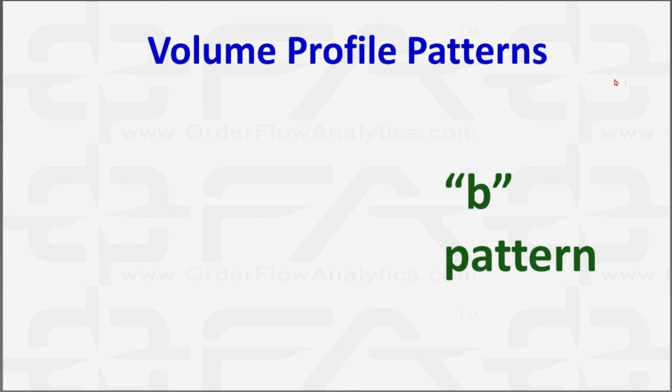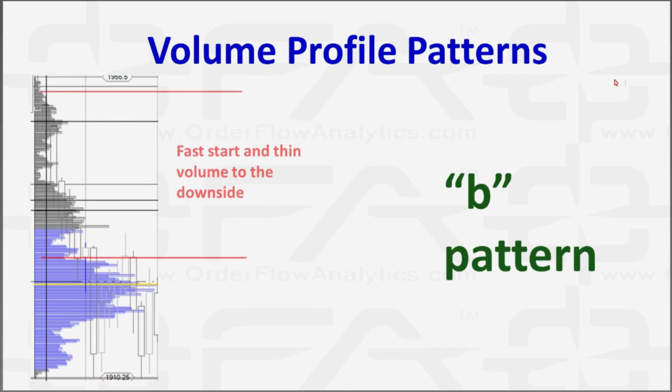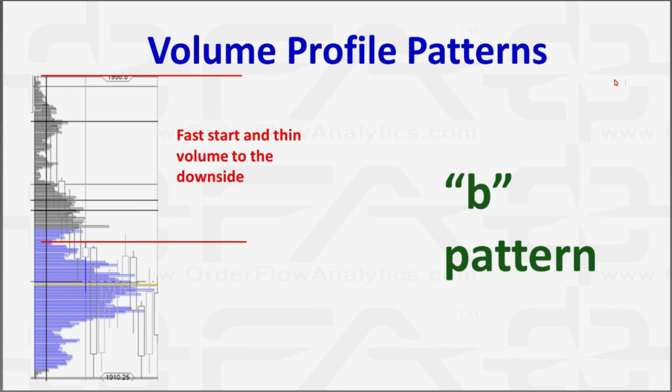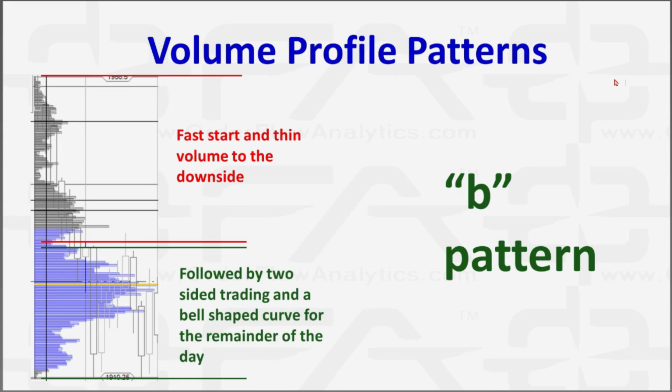So some other patterns of volume profile: a B pattern. A B pattern is where you get a fast start and thin volume to the downside in the day, and then it's followed by two-sided trading and a bell-shaped curve for the remainder of the day. This structure is telling you that sellers had a lot of conviction at the beginning of the day, and through the end of the day, buyers started holding, right?